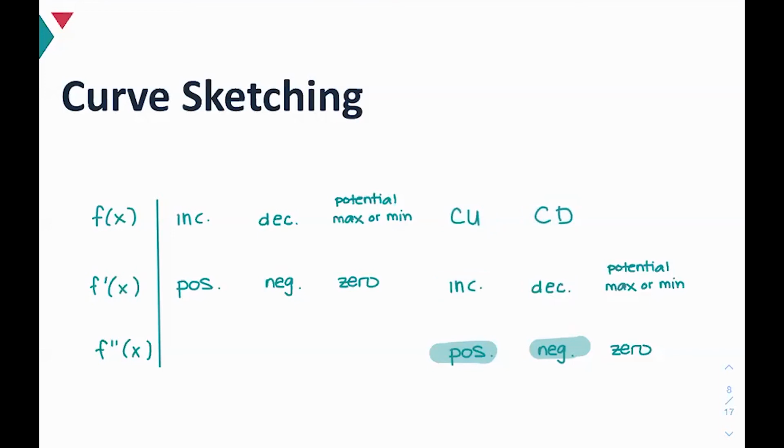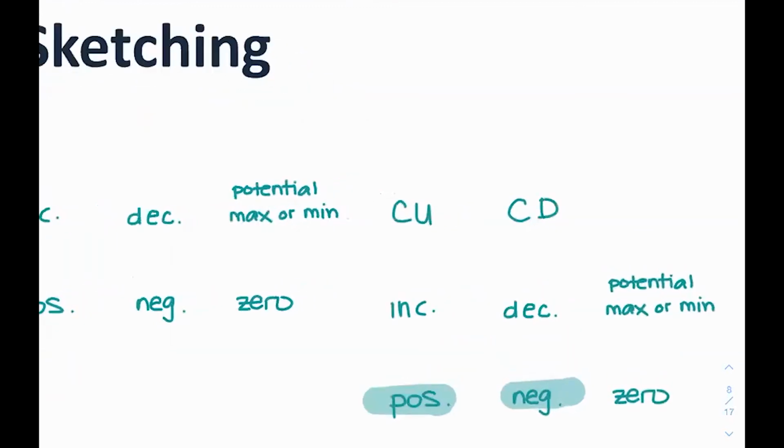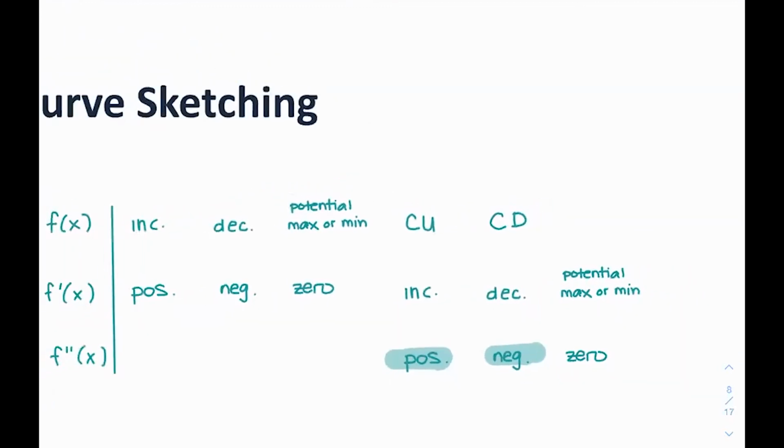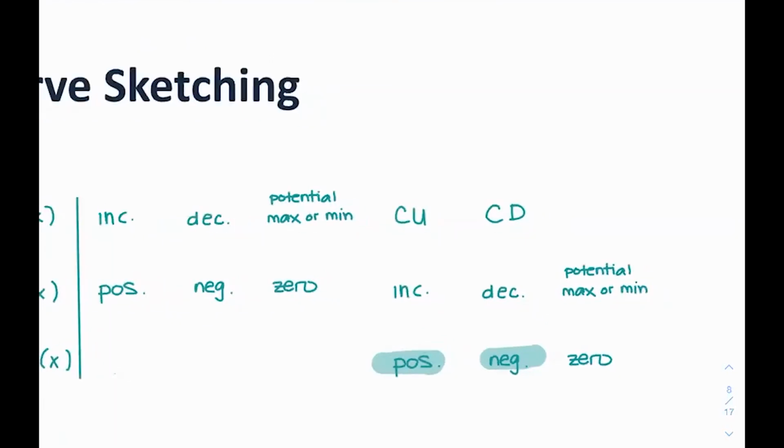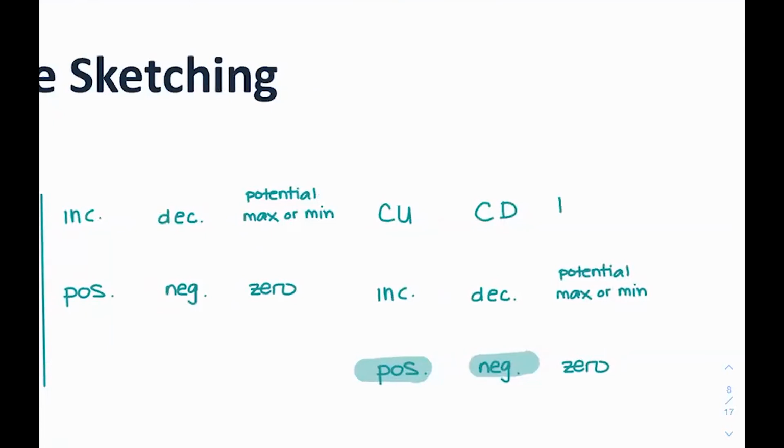We also have this idea that when our second derivative is equal to 0, our function is changing concavity, and we call that a point of inflection.